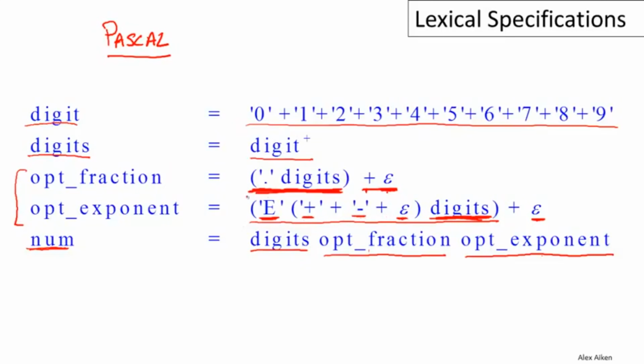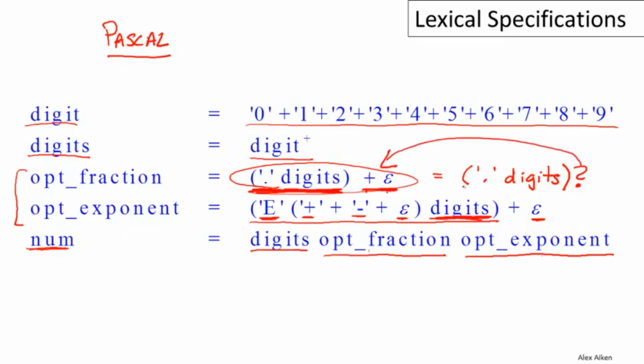Now, this idiom, where we have plus epsilon to indicate that something is optional, is also extremely common. And so there's another shorthand that many tools provide. Another common way of writing this is to say that that's my fractional component, and then it might be absent. The question mark after a regular expression just means exactly this construction, that we take that regular expression and we OR it with epsilon.